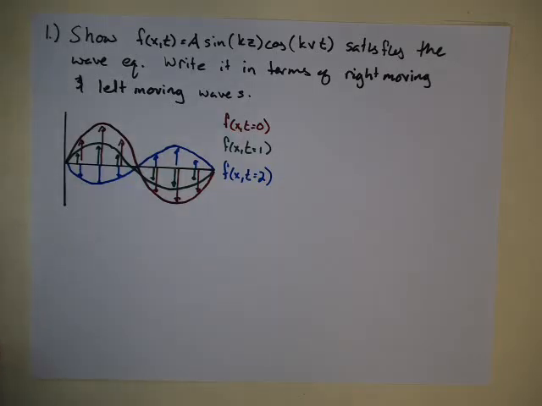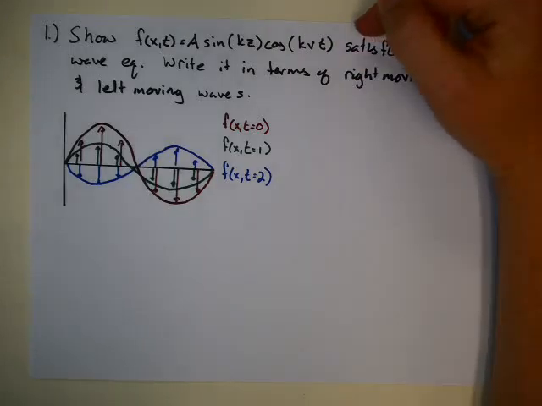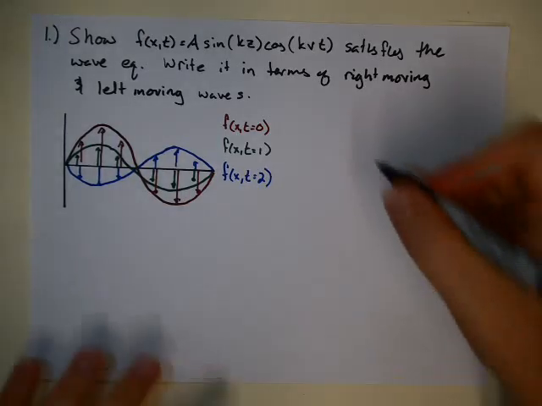Homework 8, problem 1. Show that the following expression, which we call a standing wave, satisfies the wave equation, and then write this in terms of right and left moving waves. Well, first of all, let's write down what the wave equation is.